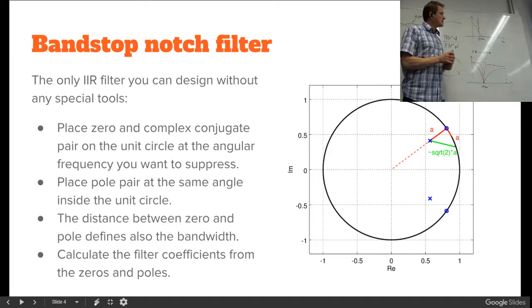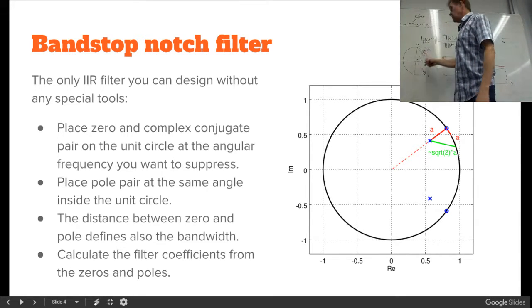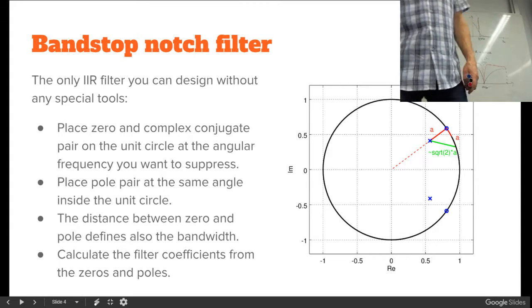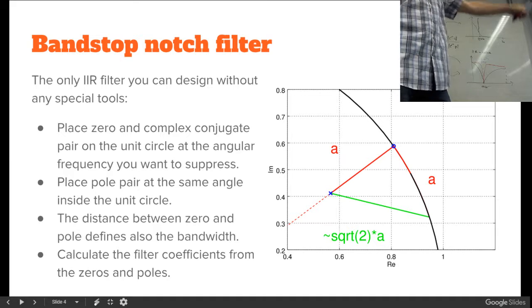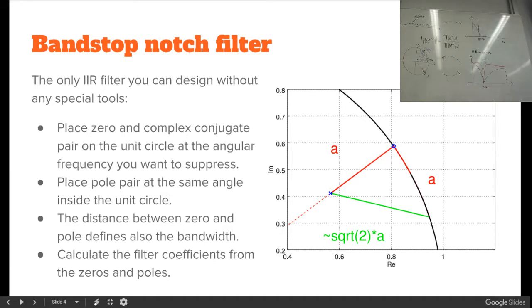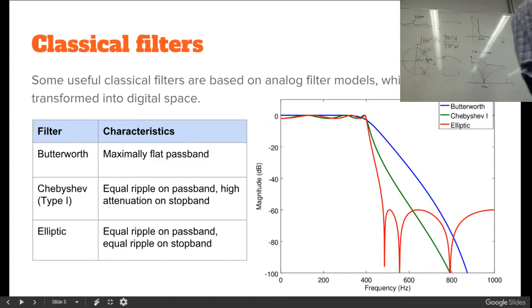We'll go through a design flow with MATLAB. When we have zeros and poles, then we can always calculate also the system coefficients. So I have here the distance a from pole to unit circle, and the same distance as angular distance here. So this is roughly square root of 2 times the distance. Okay, good.